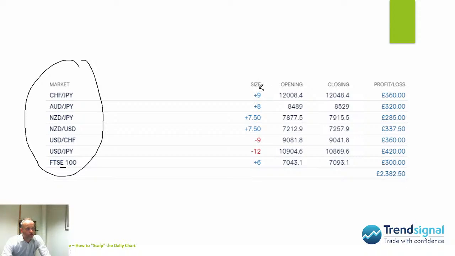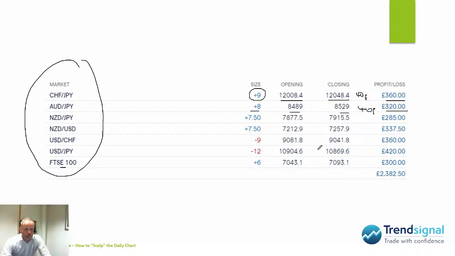So Swiss yen trading at £9 per point. There was the opening price, and there was the closing price. That's a 40 pip profit. There was a buy there on Aussie yen, so 84.89 to 85.29. That is also a 40 pip profit. And trading it at those sizes, I was able to make those pounds profit from those particular trades.